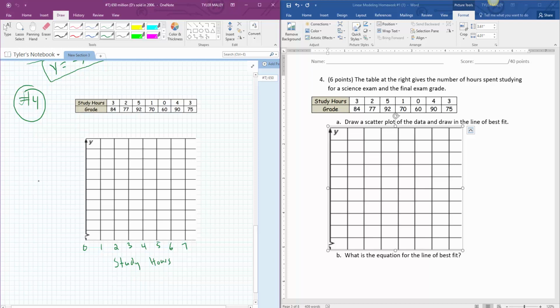Then along here is the grade, the final exam grade. My lowest final exam grade is 60, there's my min, and my max here looks to be 92. So we already provided this, and hopefully everyone knows this is called a line break here. What that line break tells us is we skipped over some data.